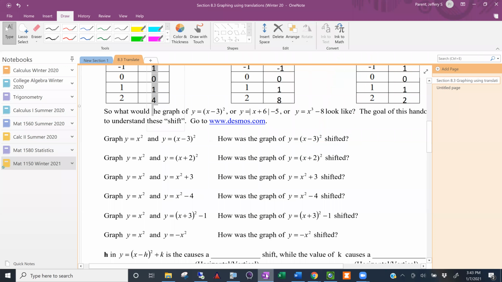Let's fill in a couple things on our sheet here. So comparing the graph of x squared with the graph of x minus 3 squared, the second graph was shifted to the right by 3. And with respect to the second of these examples, comparing those two, the second graph, x plus 2, was shifted to the left by 2. So a couple shifts that we're able to accomplish.